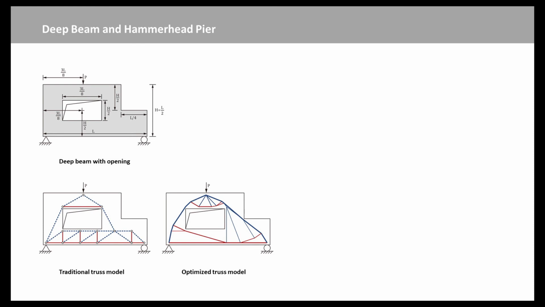The optimal model shows that there is tension in the lower left corner of the beam below the cutout, which could result in splitting cracks from the corner of the hole to the edge of the beam. A designer may miss this potentially detrimental behavior with a traditional strut and tie solution.